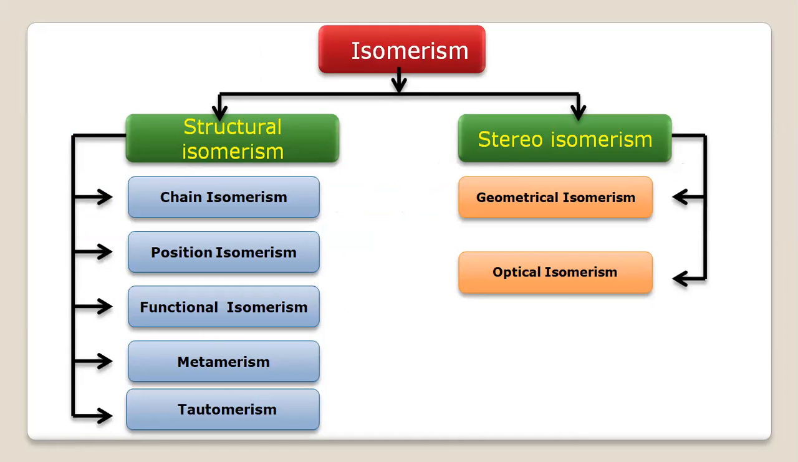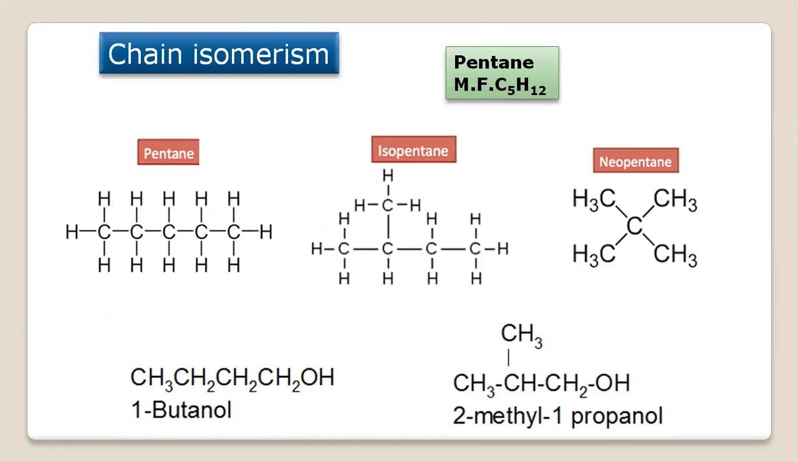Mainly, isomers are classified into two types: structural isomerism and stereoisomerism. Further, structural isomerism is classified into chain isomerism, position, functional, metamerism, and tautomerism. Whereas stereoisomers are classified into geometrical isomerism and optical isomerism. So first we see chain isomerism.